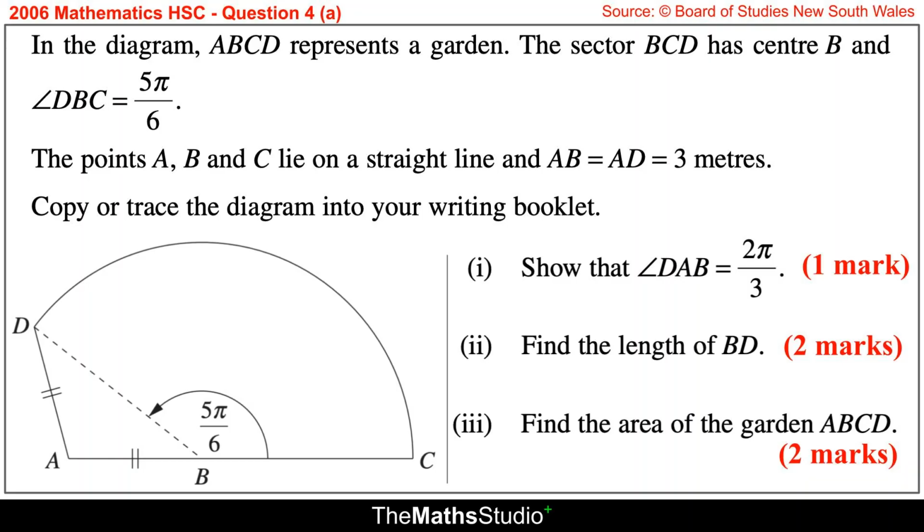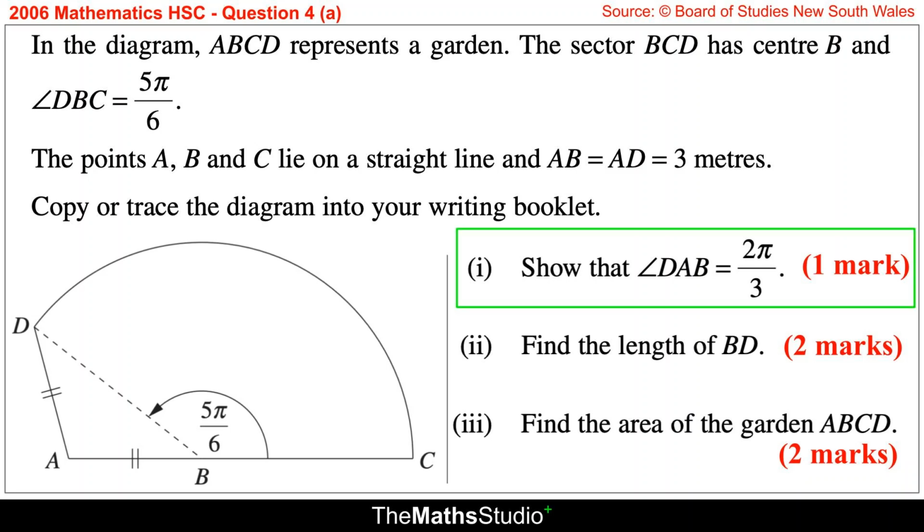Question 4, Part A. In the diagram, ABCD represents a garden. The sector BCD has centre B and angle DBC equals 5π/6. The points A, B and C lie on a straight line and AB equals AD equals 3 meters. Copy or trace the diagram into your writing booklet. Part 1. Show that angle DAB equals 2π/3.